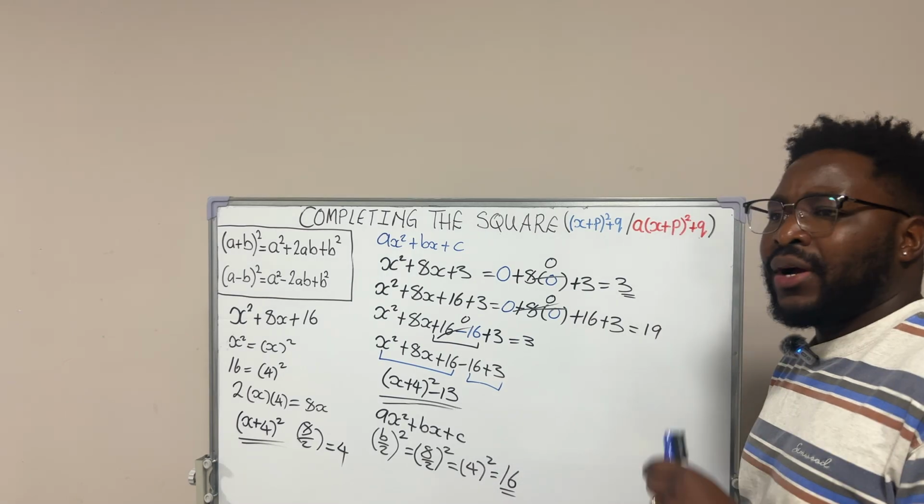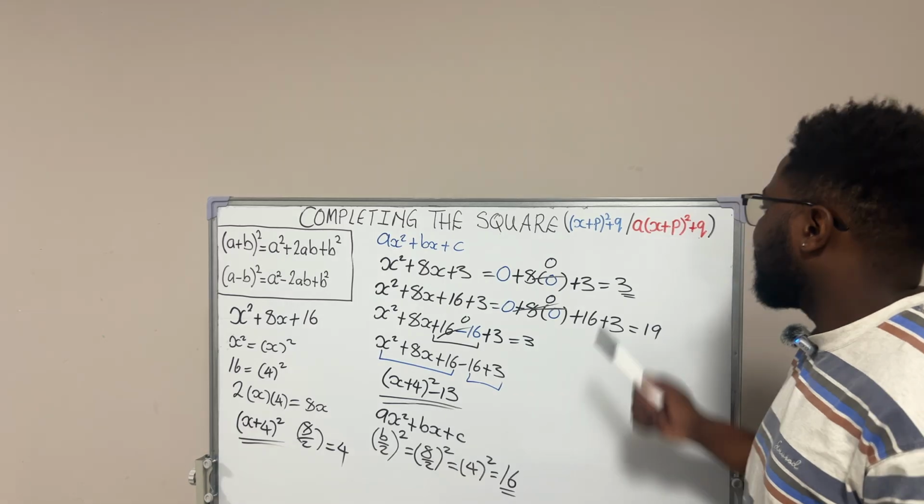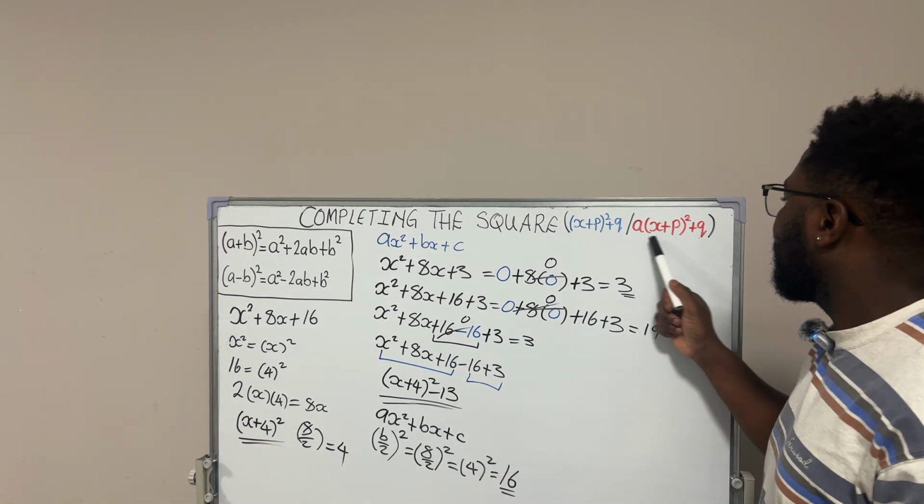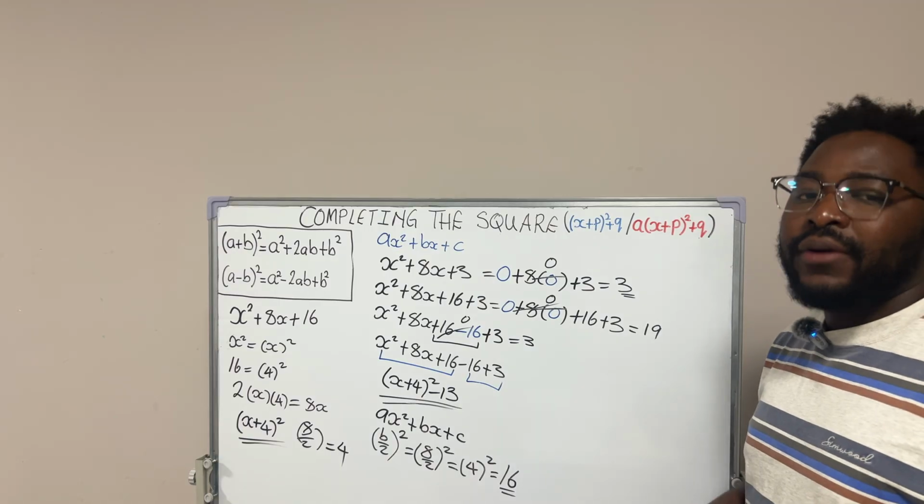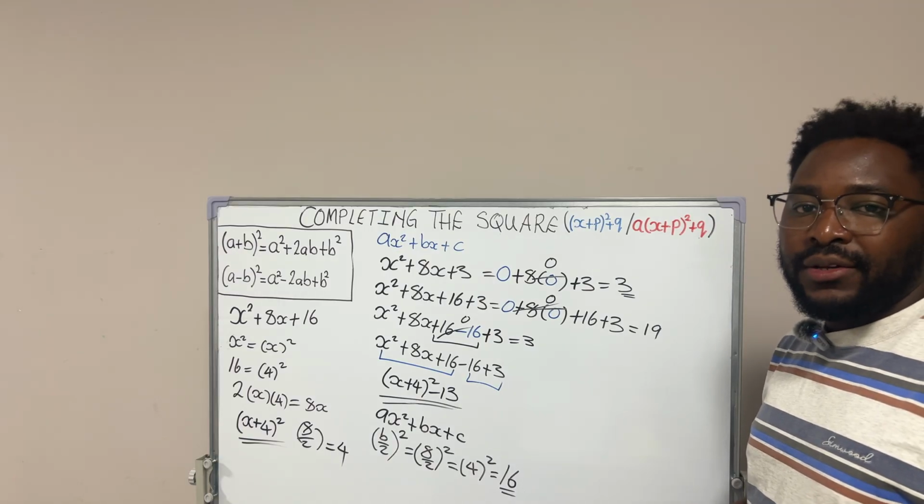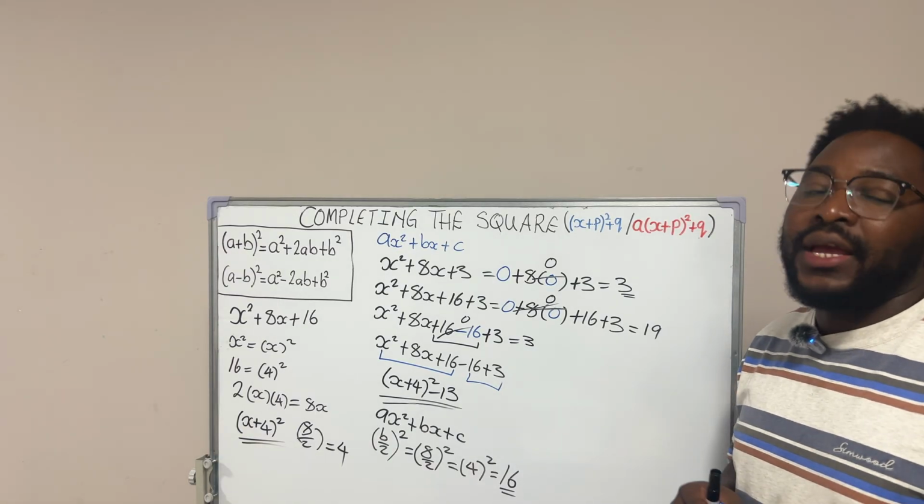Now, when you have a leading coefficient of more than 1, then this right here will be the completed square form. Okay? So now, let us take a look at some questions so we can solidify our understanding.